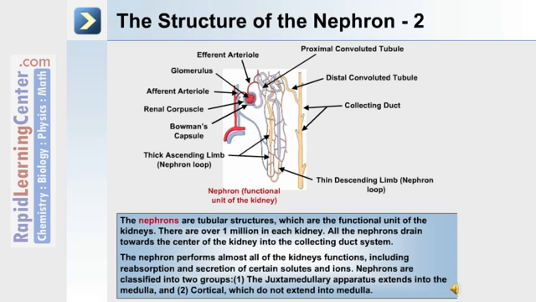The nephrons are tubular structures and are the functional unit of the kidneys. There are over 1 million nephrons in each kidney. They all drain towards the center of the kidney into the collecting duct system. The nephron performs almost all of the kidney's functions, including the reabsorption and secretion of certain solutes and ions. Nephrons can be classified into two groups: juxtamedullary nephrons, which extend into the medulla region of the kidney, and cortical nephrons, which do not extend into the medulla.